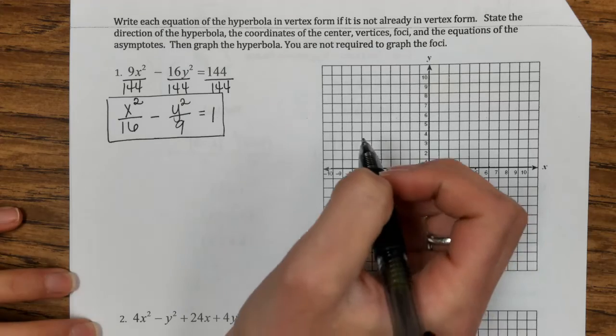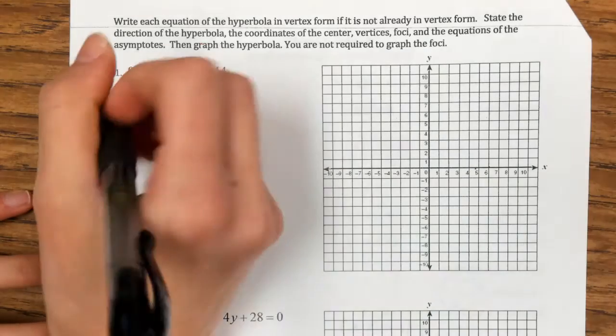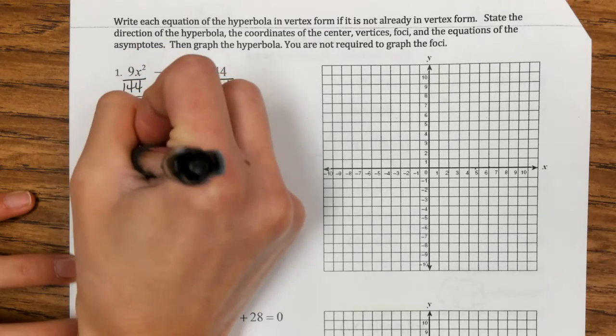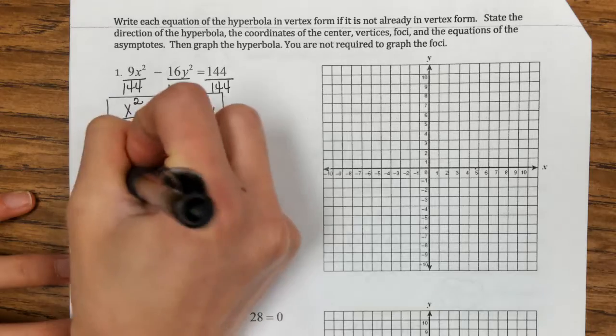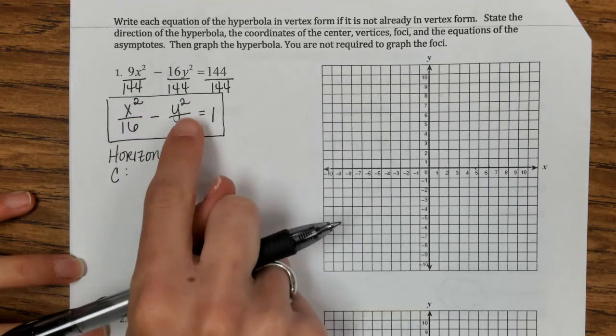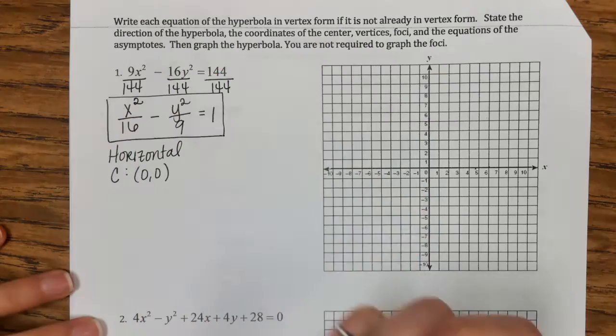Okay, so remember, whichever variable comes first dictates the direction. So x came first, so it's going to be horizontal. My center, I don't have an h and a k written, so it's going to be at the origin, 0, 0.